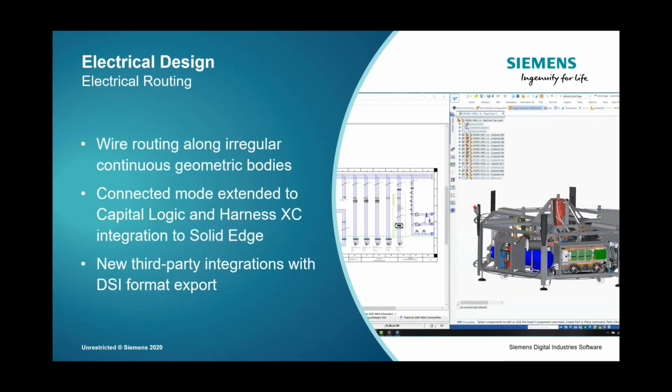You got a glimpse of the routing, and what was nice is we routed along irregular geometry. So it could have been a sculpted shape, or it could have been one of those subdivided surfaces. With that connected mode, you can actually see what it's going to look like. And we also have some integration for third-party products as well.